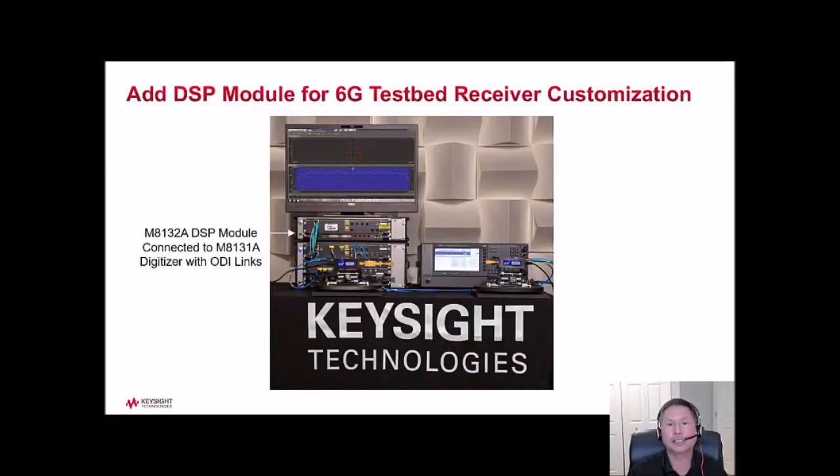An M8132A DSP module was added to the 6G testbed for the FPGA customization. The M8132A DSP module has two user-accessible Xilinx Virtex UltraScale+ VU9P FPGAs connected to the ODI, or optical data interface, ports used to stream data between other modules. In this example, the M8132A DSP module receives the digitized data from the M8131A digitizer module for real-time processing.